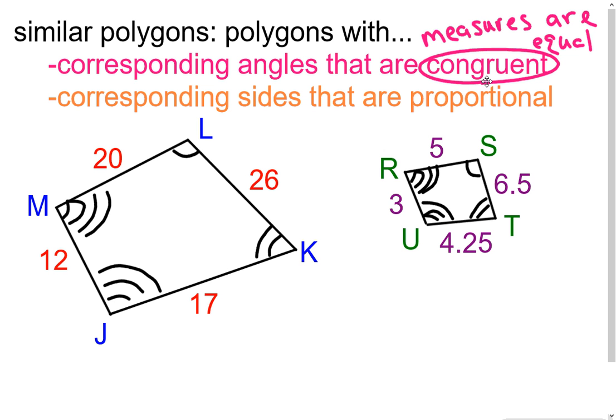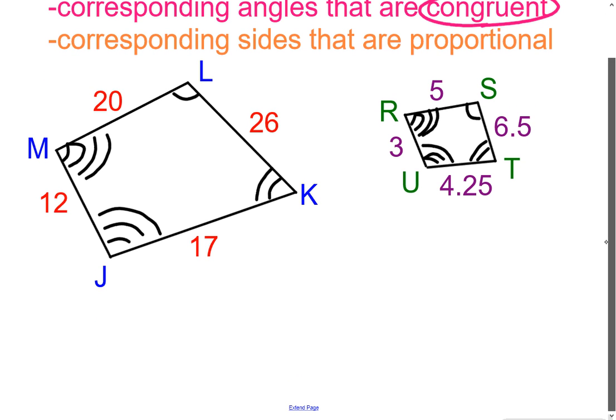The second part of that is the corresponding sides have to be proportional, and we'll take a look at that as well. So in my two polygons here, I want to show you why they're actually similar. I start with the corresponding angles being congruent. The way that we figure that out is we take a look at all of these angles.